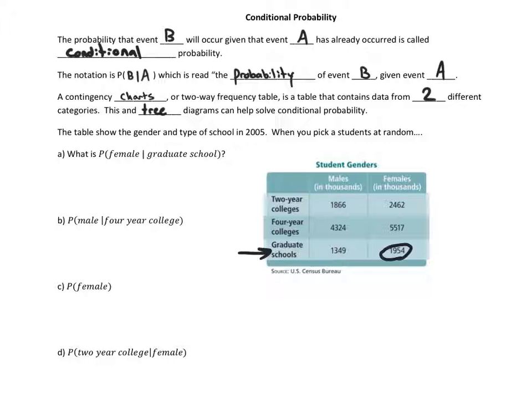So when we're looking for the probability that someone is female, given that we're already looking at graduate school students, it's going to be the female amount, but then divided by both of these together to get the sample space, because we're looking at graduate school only. And when we put those two amounts together, what we get is 3,303. So the probability that we'd pick a female student, given that we're looking at graduate school, is 59%.